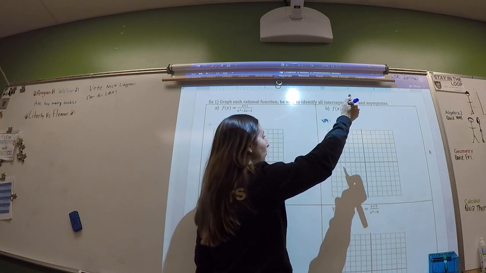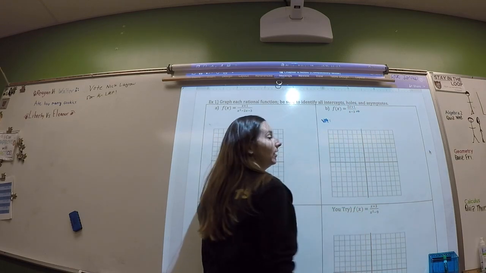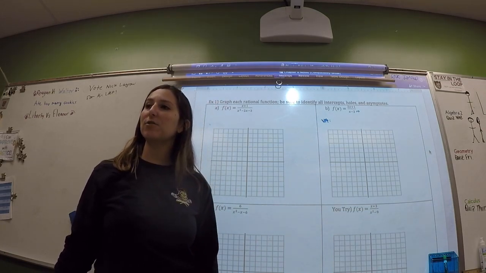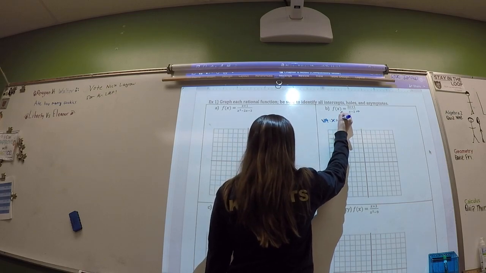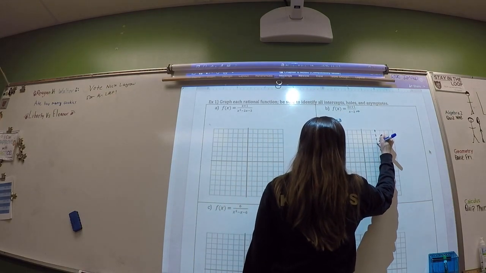You just set the denominator equal to 0. That's your vertical asymptote. Always. So we get 3 again. And your horizontal asymptote. I'm not surprised we get 3 again, to be honest.